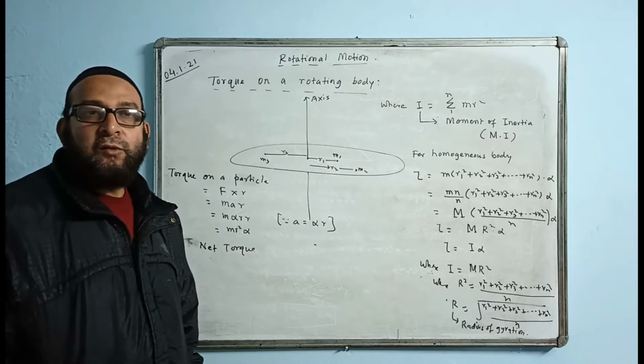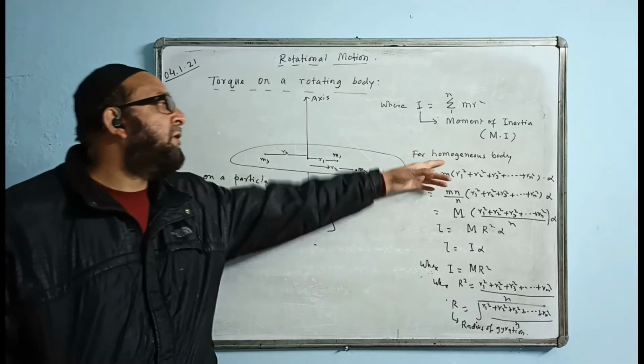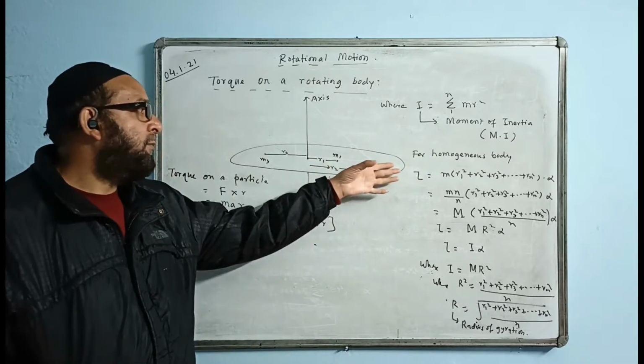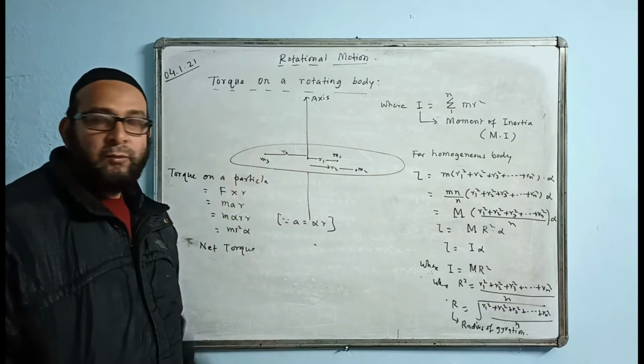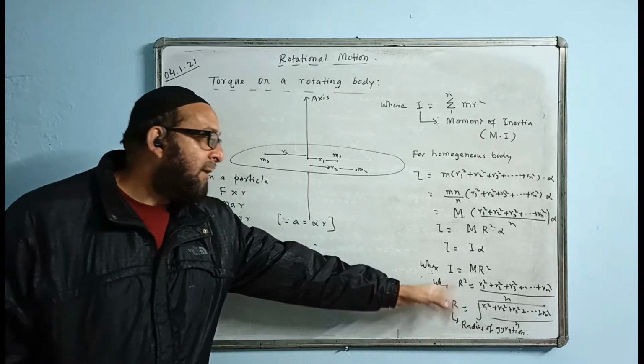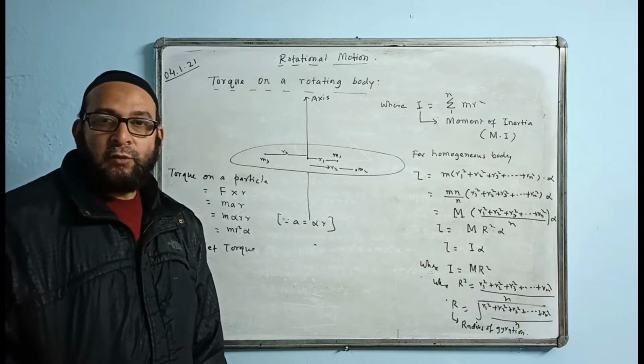Radius of gyration is only for a homogeneous body. Homogeneous body means the body where the particle masses are the same throughout. And the formula is this one. R we find by this method: square root of r1 square plus r2 square and so on.